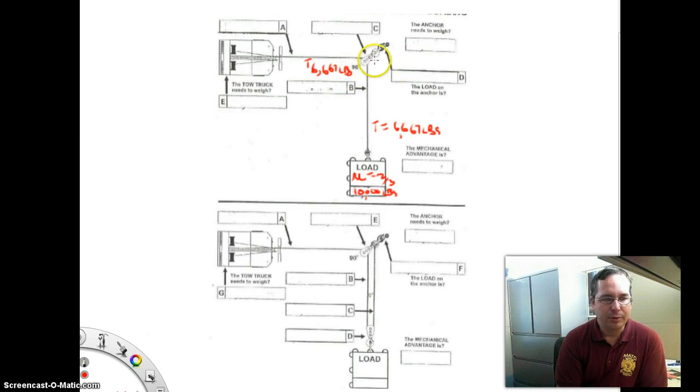Now think about what the pulley is experiencing here. The pulley is being pulled to the left with that 6,667 pound force, and it's being pulled down with that 6,667 pound force. And you could think of it as an equal and opposite reaction, right? The pulley is pulling up on the wire rope with a force opposite to that, and it's pulling to the right on the wire rope with a force opposite to that.